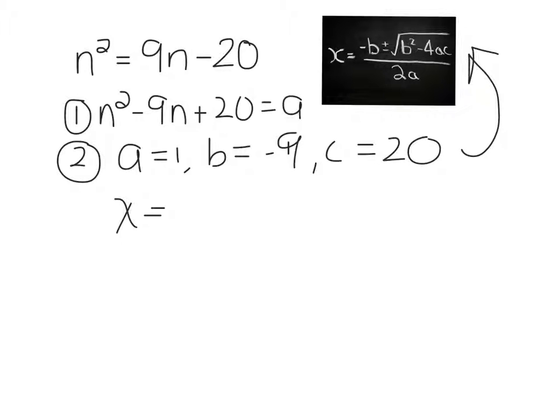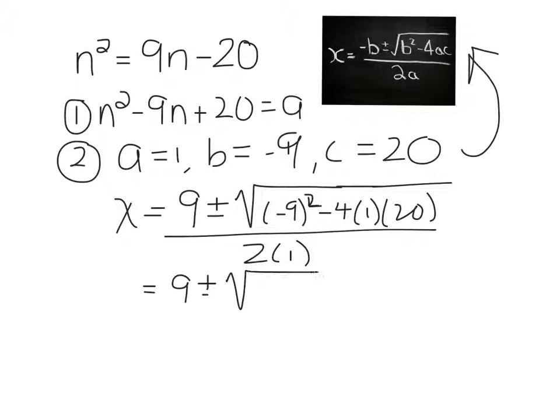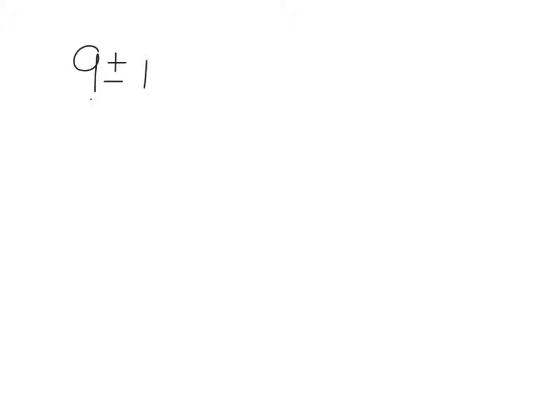So we're going to substitute those into our quadratic formula. So x is equal to 9 plus or minus the square root of negative 9 squared minus 4 times 1 times 20, all over 2 times 1. So that's going to give us 9 plus or minus the square root of 81 minus 80 all over 2, which will give us 9 plus or minus the square root of 1, which is 1, over 2. Now we're going to take that 9 plus or minus 1 over 2 and figure out our two roots.